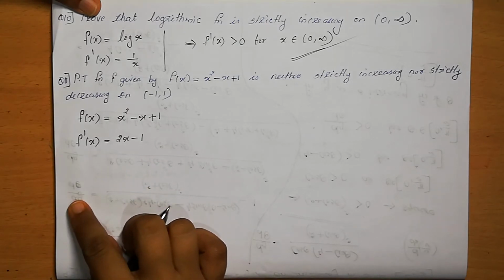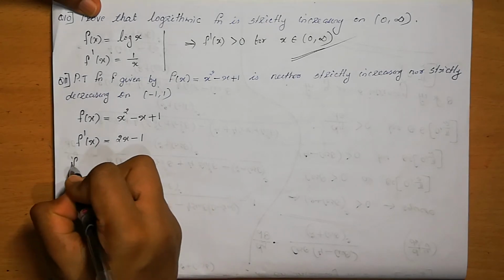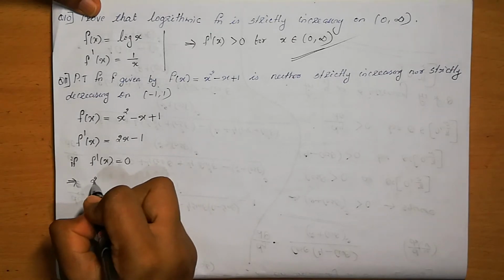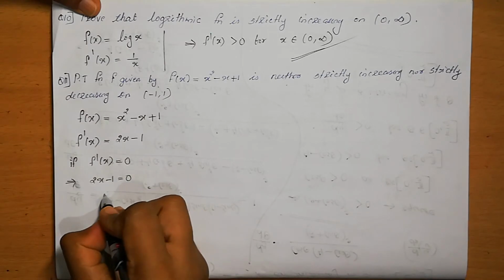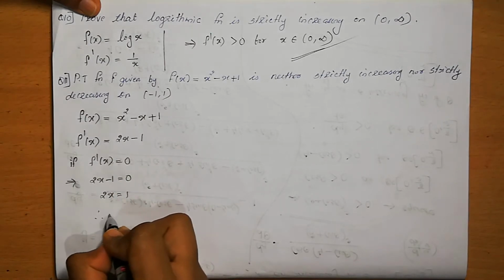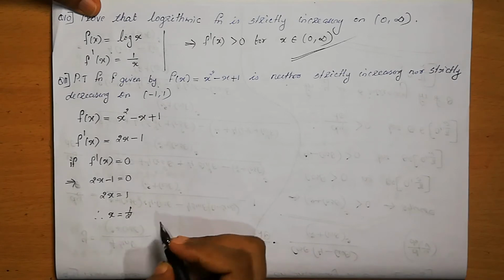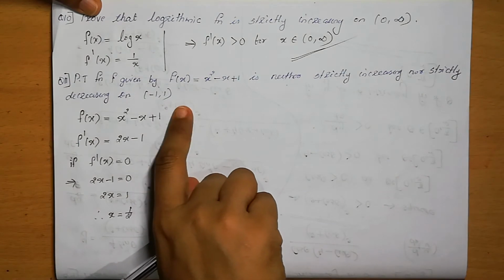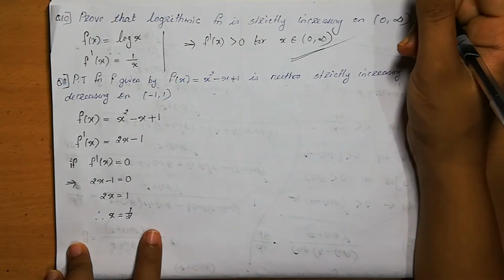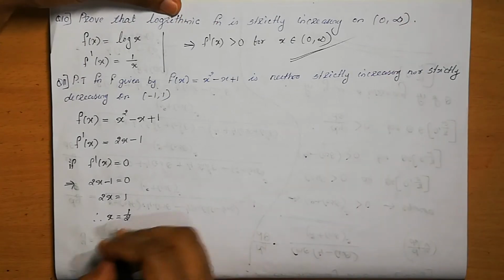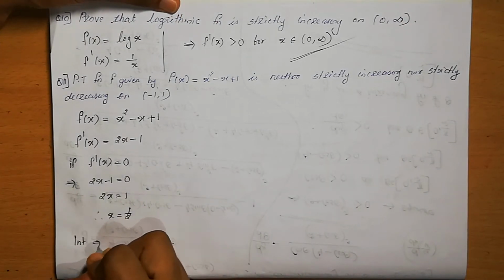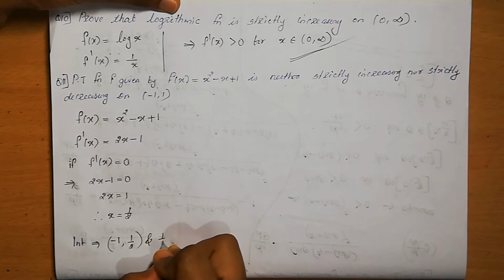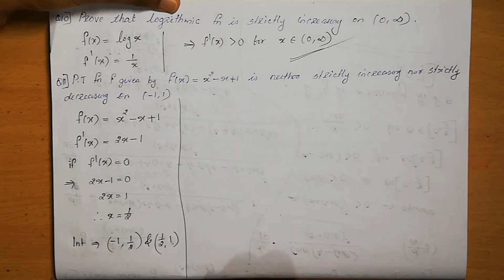Next we are going to find the value of x. That means what do we need to write? If f dash x equal to 0, so 2x minus 1 equal to 0. That means 2x equal to 1. So we can write x equal to 1 by 2. 1 by 2 lies in the interval minus infinity to infinity. Here we are taking minus 1 to 1. So the intervals are minus 1 to 1 by 2 and 1 by 2 to 1.